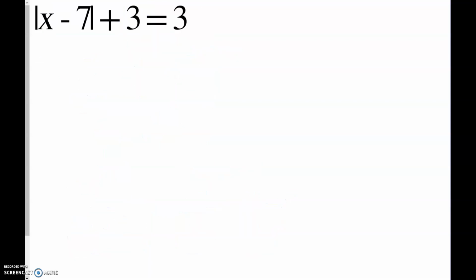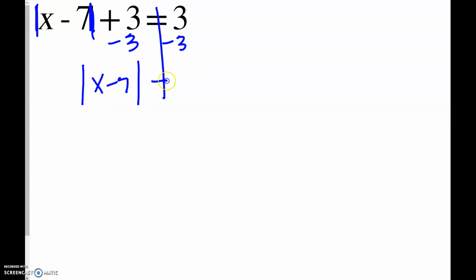All right, going on here. So we've got our absolute value, but it looks like we have one number right here. So I am going to subtract 3. 3 minus 3 is 0. So I have the absolute value of x minus 7 equals 0.